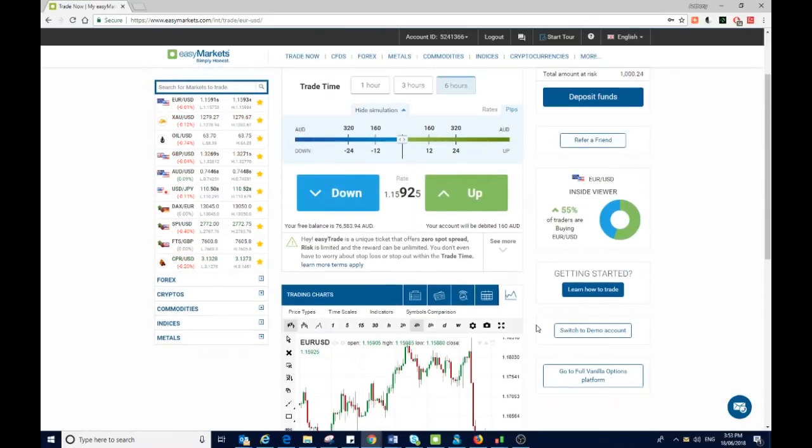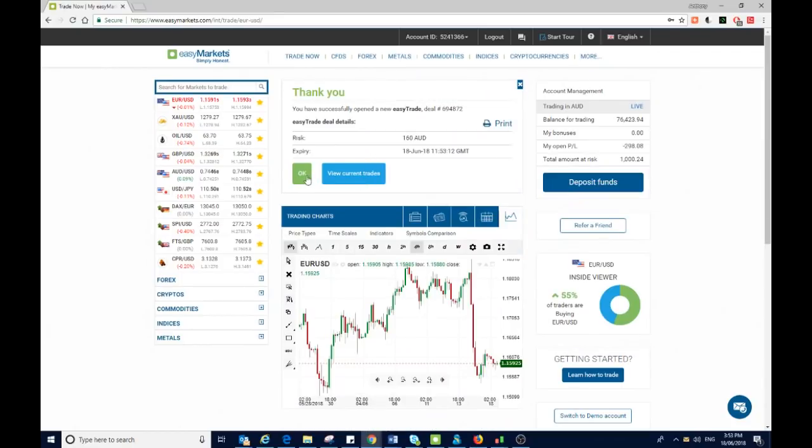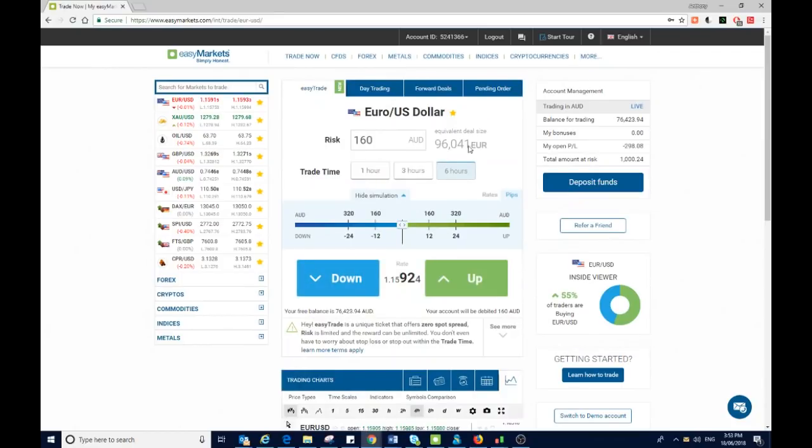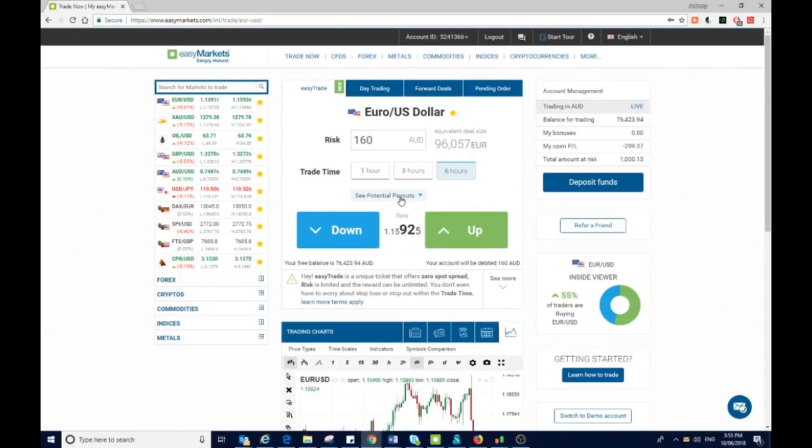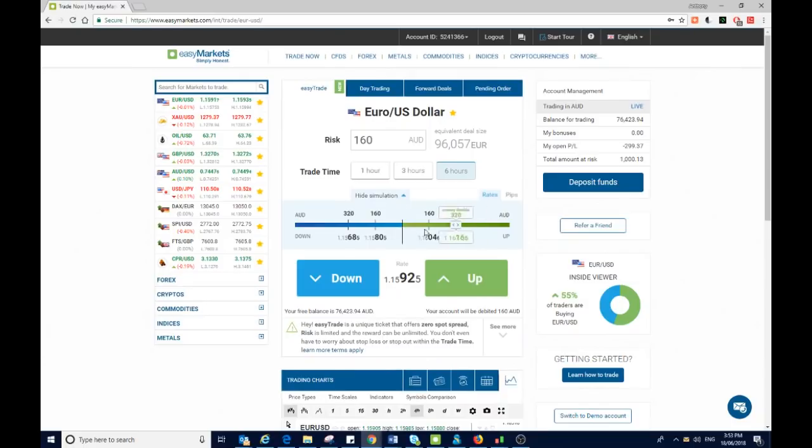Now by clicking on the down, I've selected $160, which is around about one lot, just a little bit below one lot, and below this is this 'see potential payouts'. Originally its default is going to be on the rates to get my money back, because this cost is a premium and it is a sunk cost, so you don't get it back no matter what. That's what you're paying for.